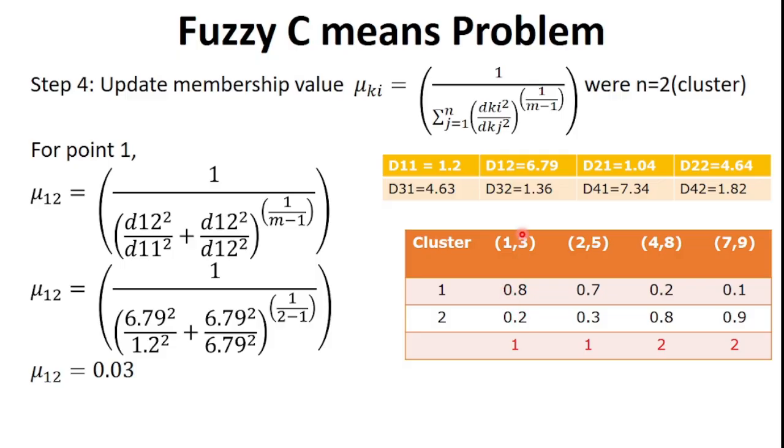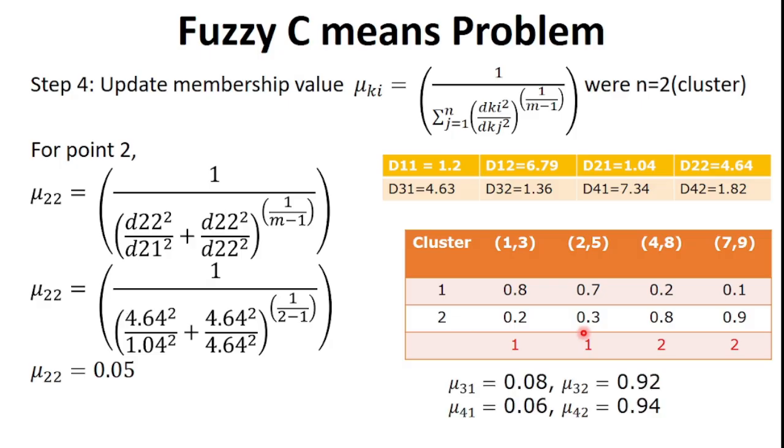Initially the first data point belonged to cluster 2 with a membership value of 0.2. Now it belongs to cluster 2 with a membership value of 0.03. Do the same for the remaining data points. For the second data point, earlier the membership with the first cluster was 0.7. Now it is updated to 0.95, and same way the second data point belongs to cluster 2 with a membership value of 0.3.